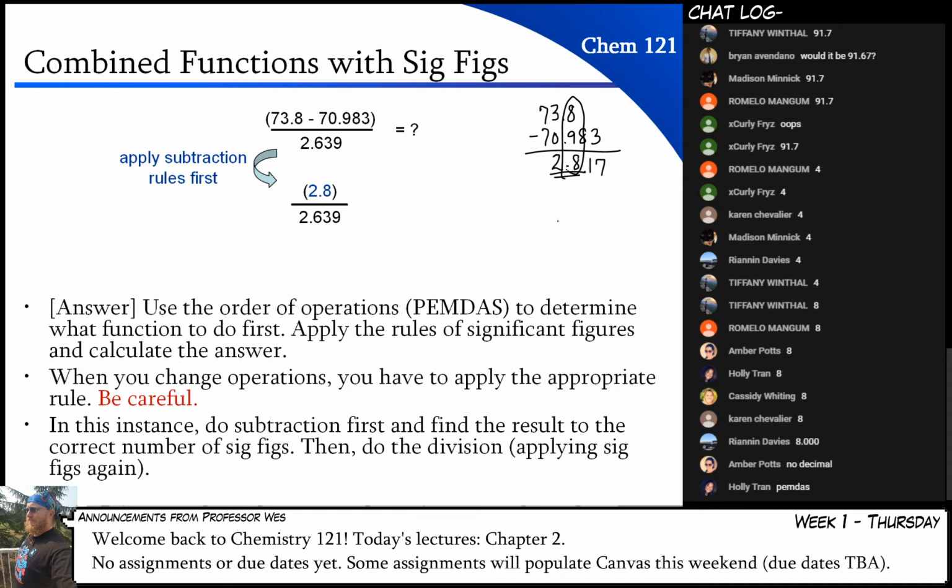Now that I have done the subtraction part, the division part remains. So now I'm going to apply the division rules. And the division rules say, I'm going to punch this number into my calculator, and then I'm going to keep the one with the fewer sig figs. So this has 2 sig figs, and this one has 4 sig figs. So my answer should have 2 sig figs. So we'll punch it in the calculator. 2.8 divided by 2.639. Hit enter. And I get 1.0, a bunch of numbers, which rounds to 2 sig figs, 1.1.